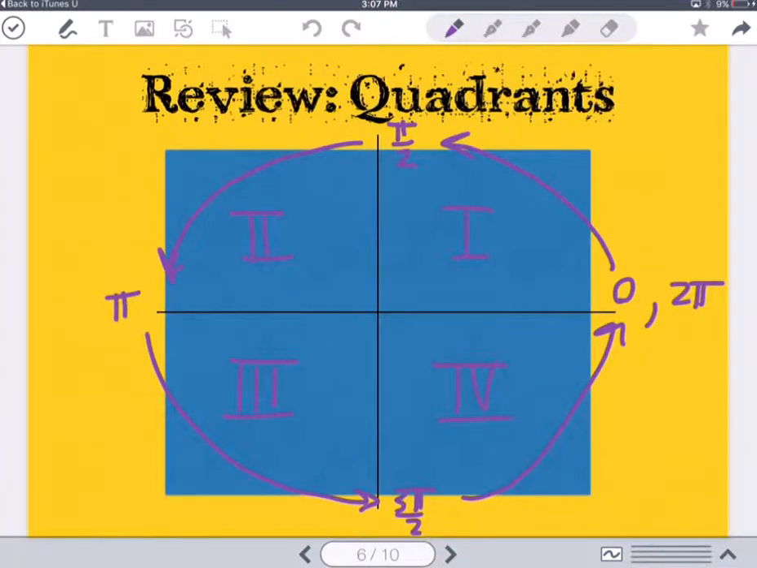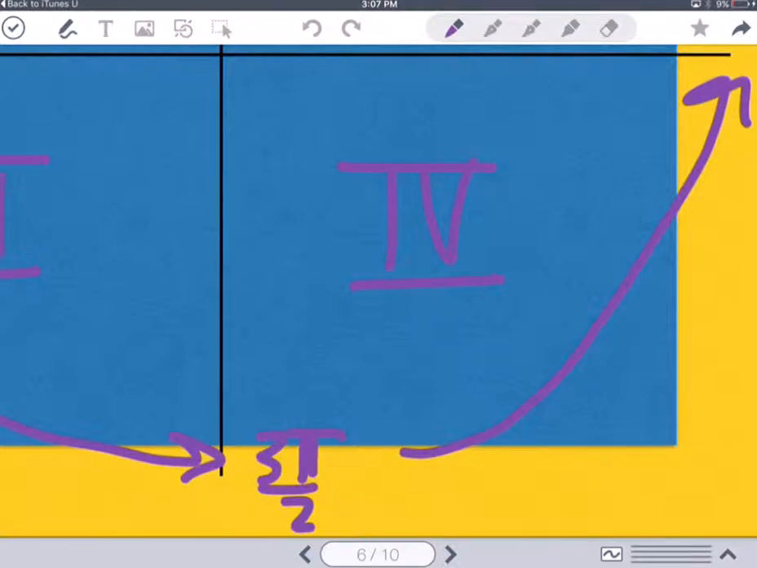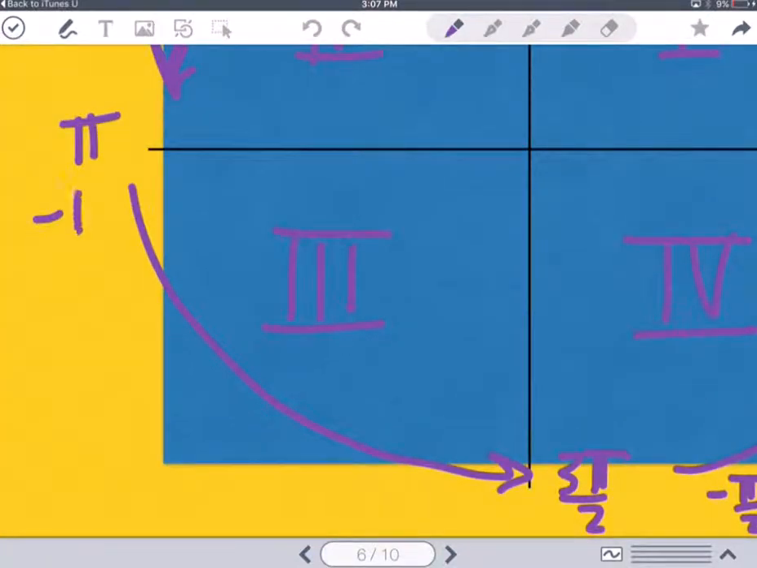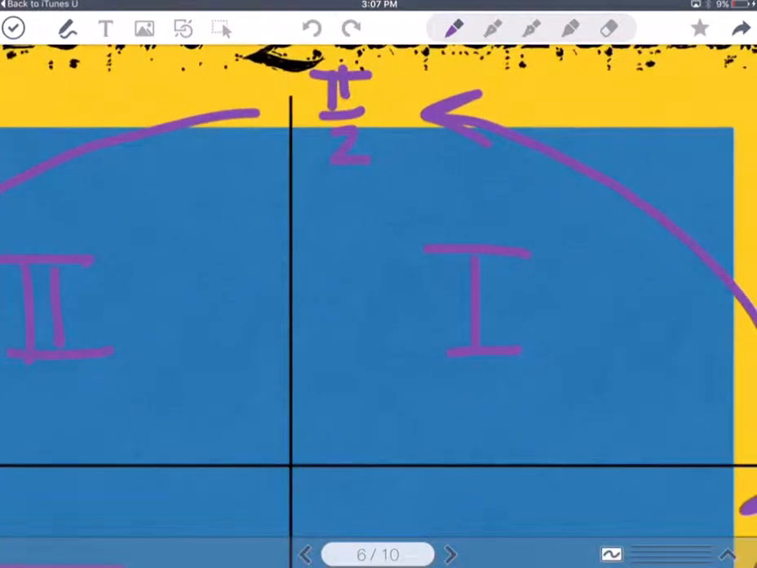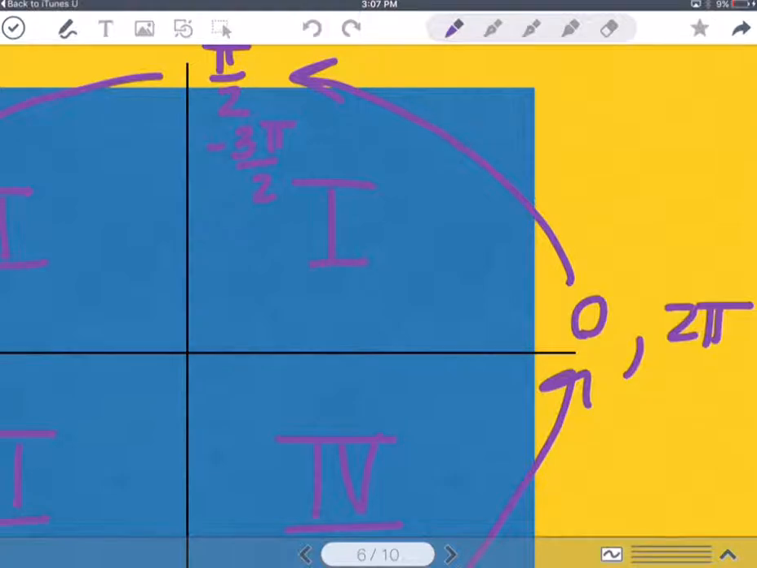Now the same goes for negative. So we could have negative pi over 2 here, negative pi, negative 3 pi over 2, and this could also be negative 2 pi.